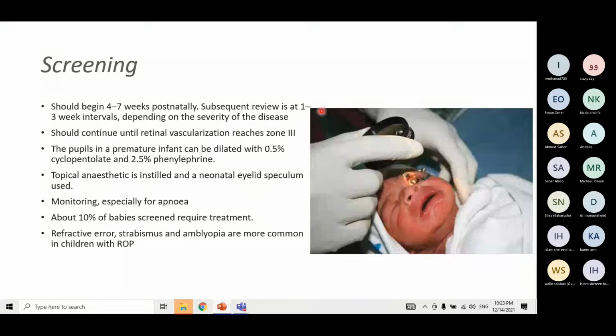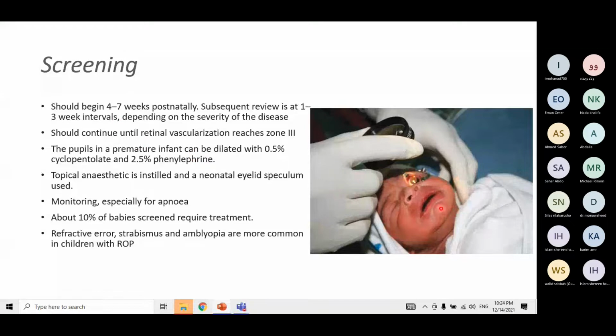The other thing that we need to keep in mind is that usually the screening should start at least 4 weeks after birth. We should not screen those infants immediately after birth, because in the early 4 weeks, there are still no signs of ROP. You'll find that there is incomplete vascularization because it's phase 1 of the disease. Okay?